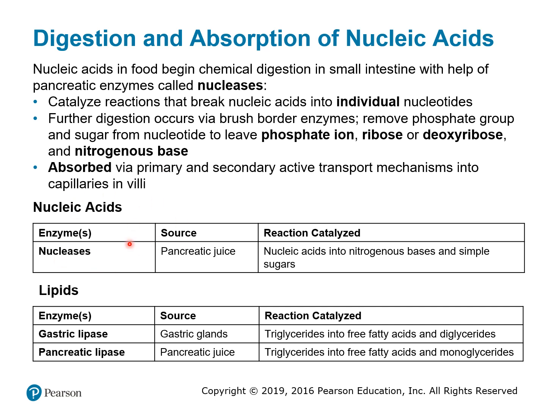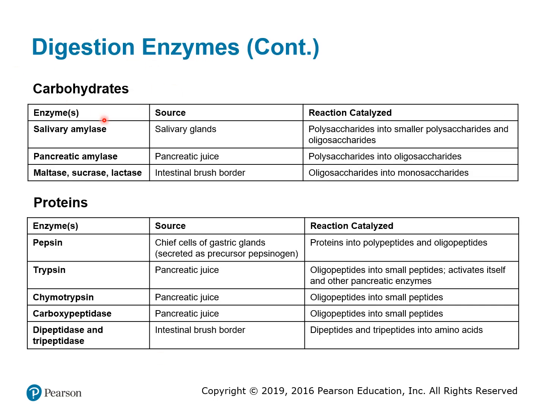So nucleases are made in the pancreatic juice, and they are going to digest nucleic acids. Lipids: the enzymes that digest them are gastric lipases and pancreatic lipases. Carbohydrates: you have salivary amylase, pancreatic amylase, and then you have maltase, sucrase, and lactase, which are going to break down maltose, sucrose, and lactose into monosaccharides. And then the enzymes that digest proteins are pepsin, trypsin, chymotrypsin, carboxypeptidase, and then dipeptidase and tripeptidase as well.